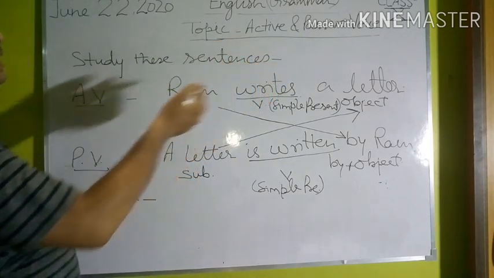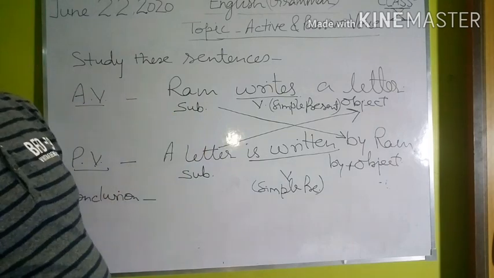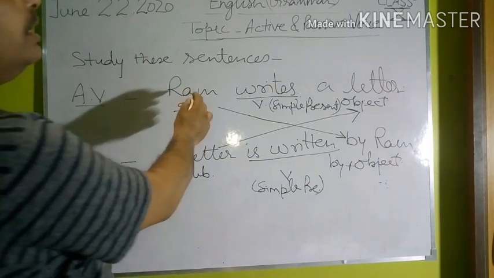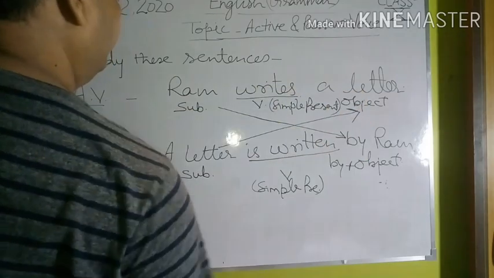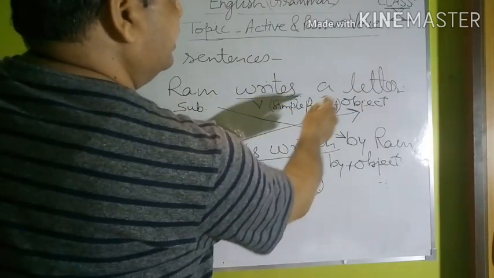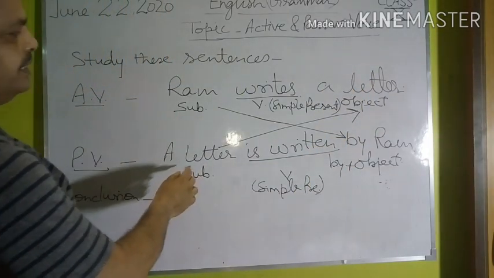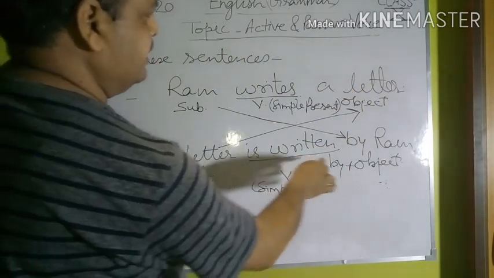In order to understand active and passive voice, first of all you have to understand these two sentences. In the first sentence, as you see here, it is written Ram writes a letter. Here Ram is the subject, writes is the verb, and letter is the object. In the passive voice, I have written this sentence as a letter is written by Ram.